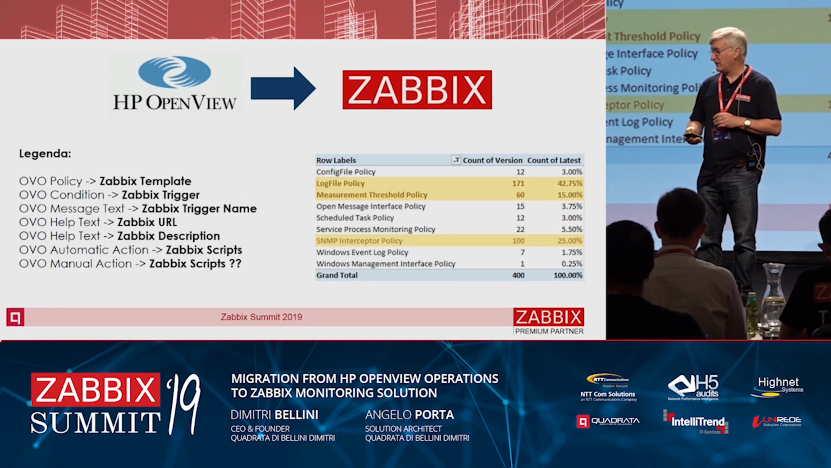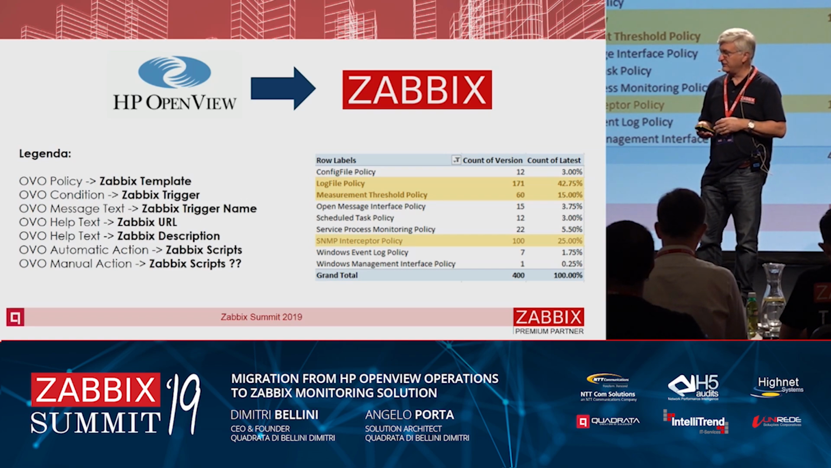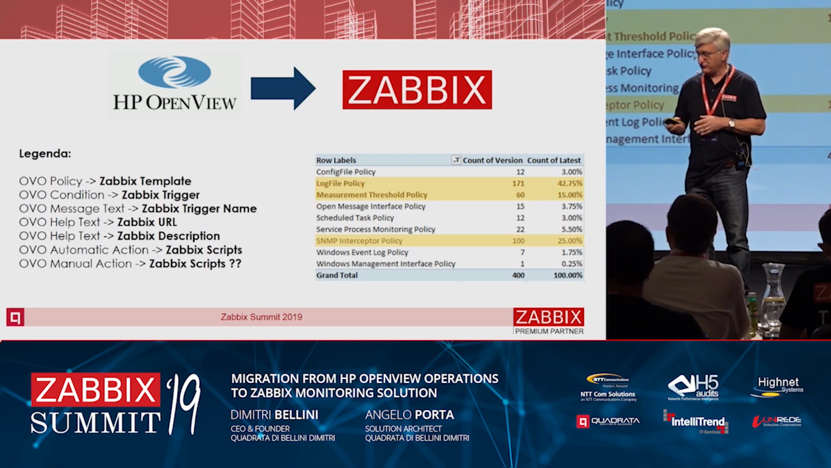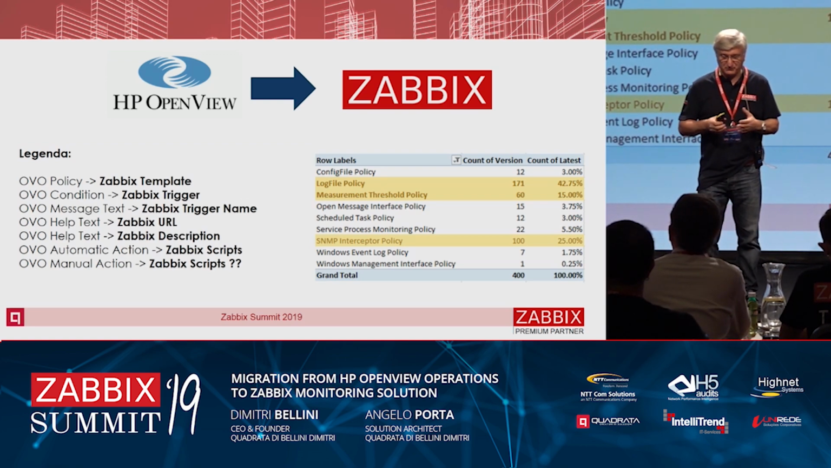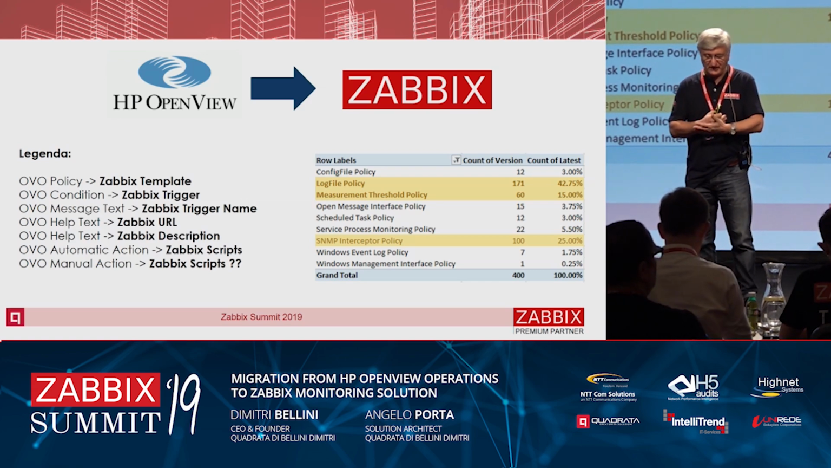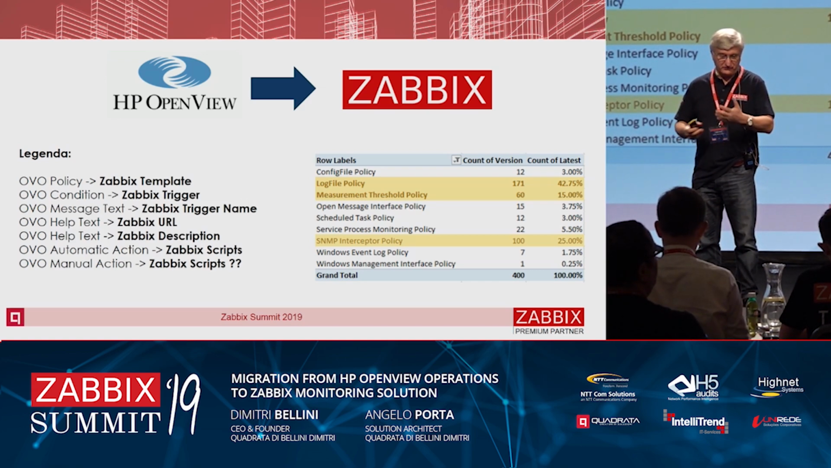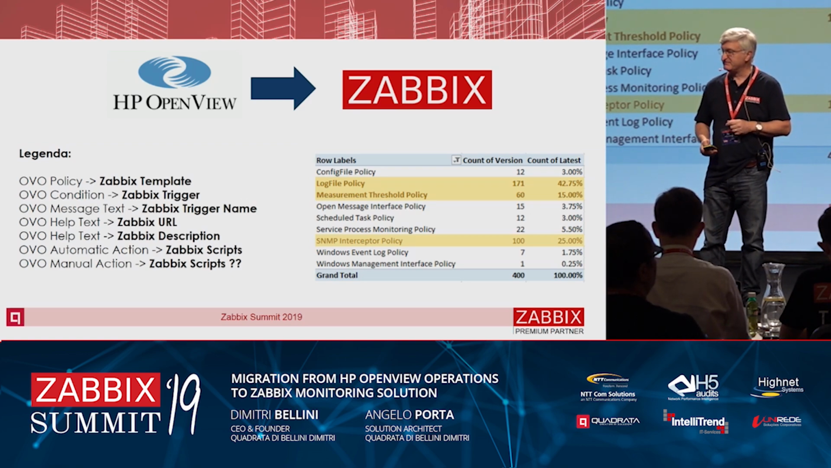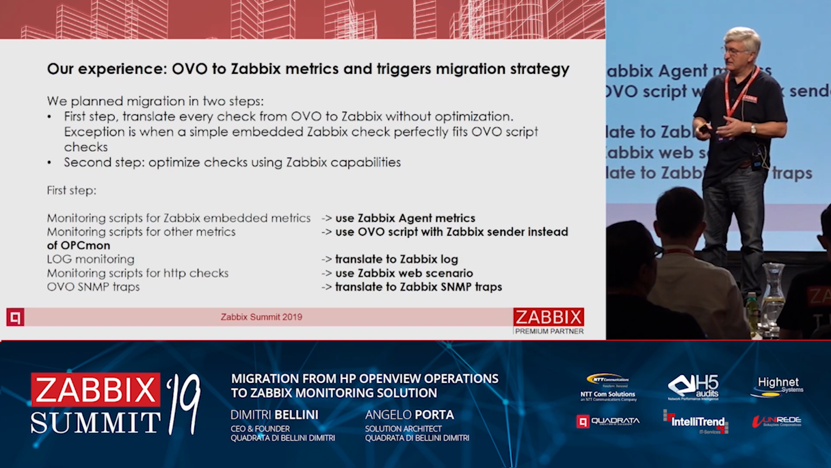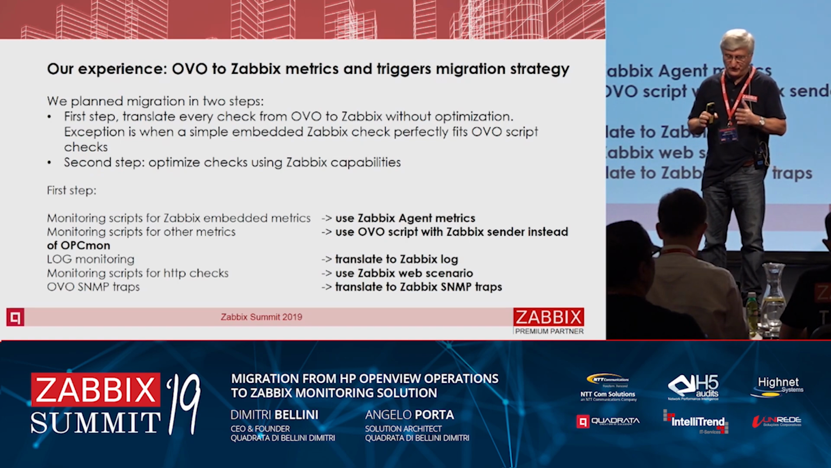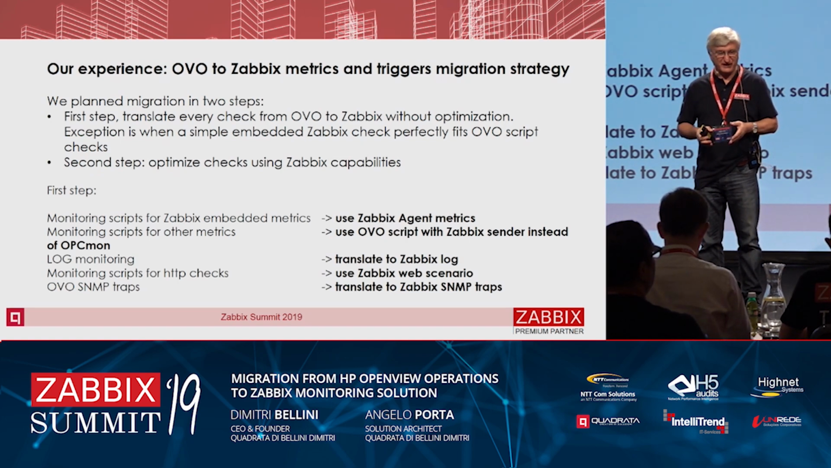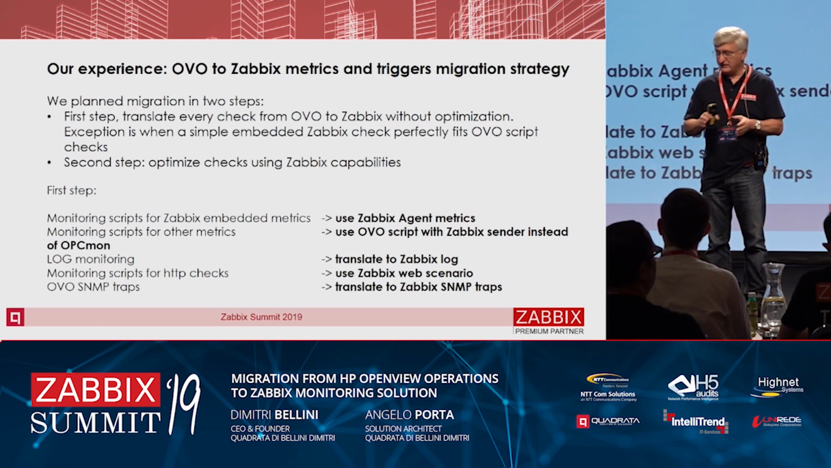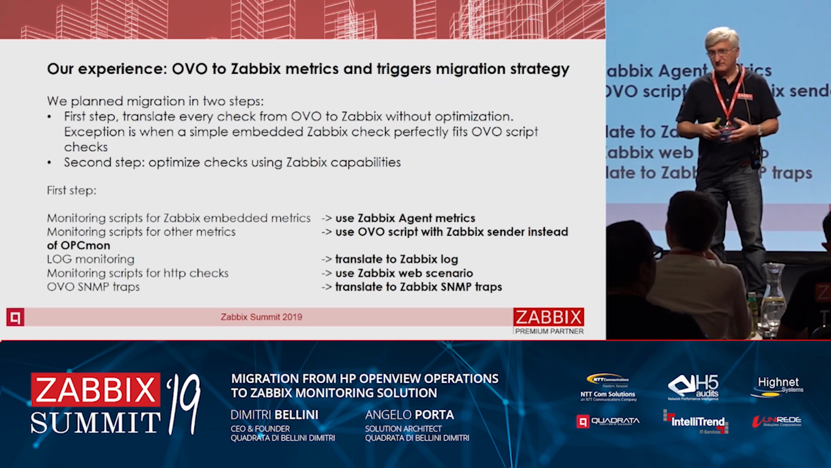In our migration, we had something like 400 policies to migrate. As you can see in the table on the right, the policies are related to traps, log monitoring, and also monitoring of different parameters of the server. So the customer asked us, okay, you can perform the migration basically in two different ways. The first way is greenfield.